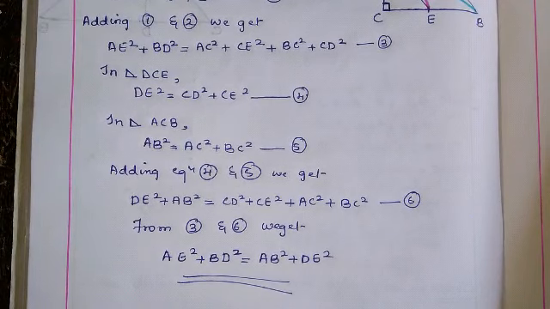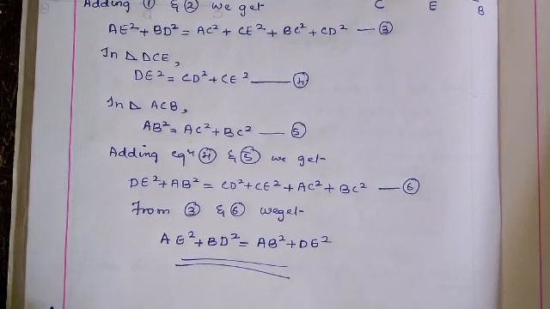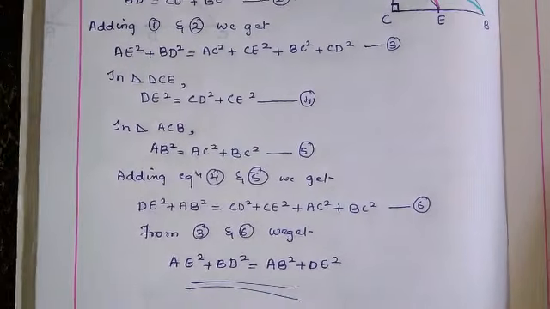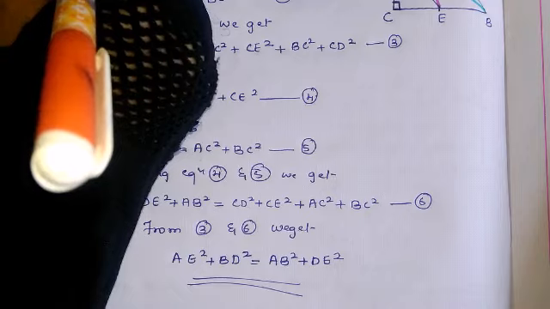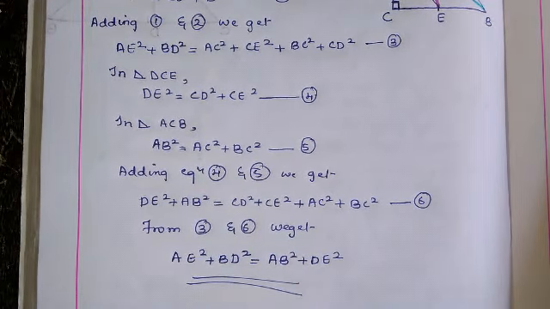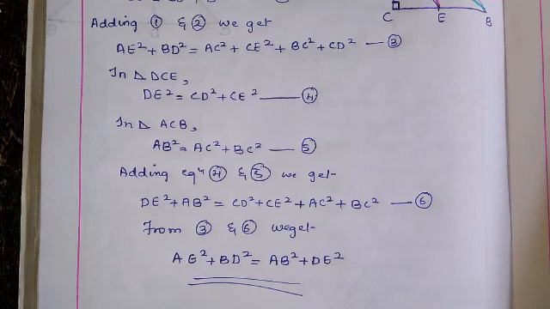So this completes the question. Now I'll do the next question. Sorry, this question is question number 13. By mistake I have written question number 14. So this question is question number 13. Now what we have to do is question number 14. So in my next video I am going to do question numbers 14, 15 and 16.